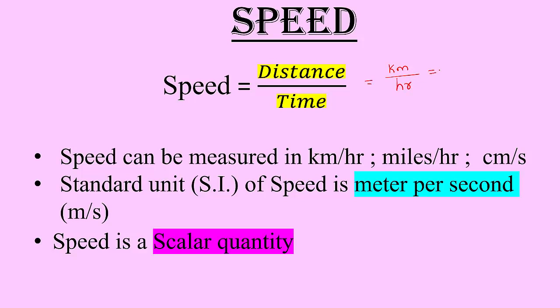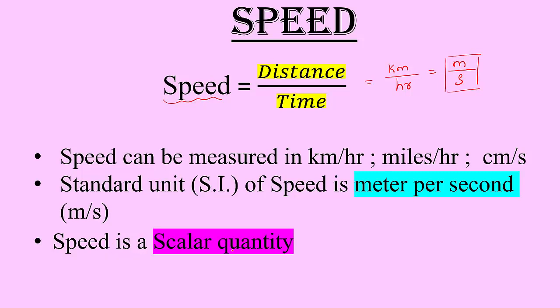But what is the standard unit to measure distance? We already studied distance. What is the SI unit of distance? The SI unit of distance is meter and the SI unit of time is second. So meter per second is the SI unit of speed. But you can write it in terms of kilometer per hour, miles per hour or centimeter per second. We can measure in these terms, but the standard unit is meter per second.